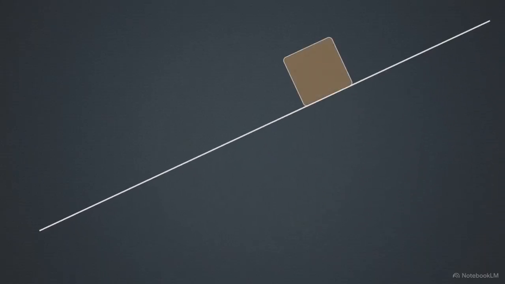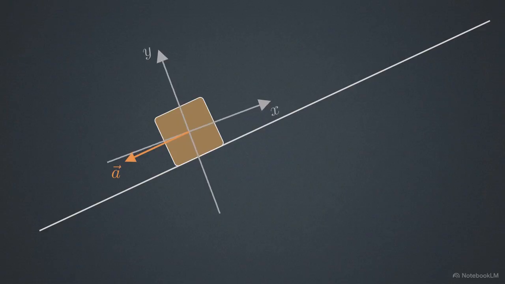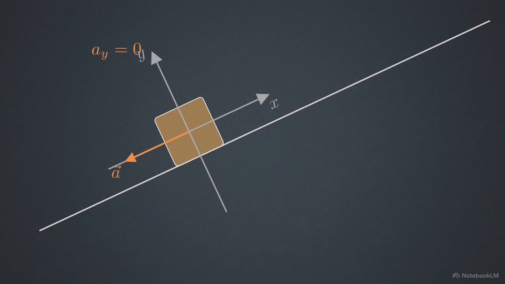If a block slides down a ramp, standard upright x and y axes make the math difficult because the block's diagonal acceleration is split across both directions. To fix this, we align our coordinate axes with the motion. By rotating the x-axis so it runs parallel to the ramp, all the acceleration happens strictly in one direction, meaning acceleration in the y direction is exactly 0.